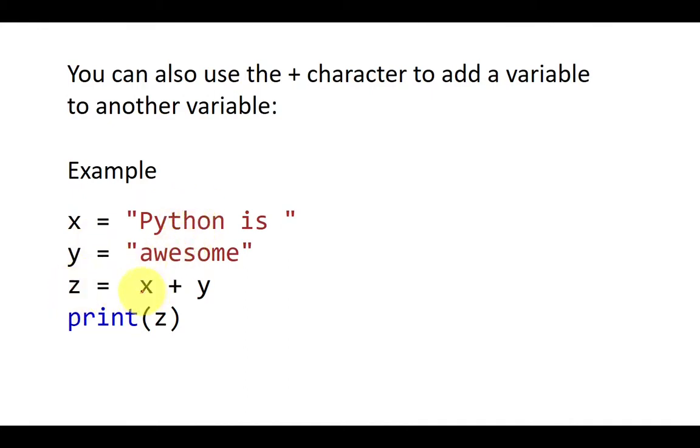Then we're going to add it up together. That's what's happening here. We're adding the x and y together. Basically, we're adding the values together and we're assigning it to z. And we're going to print it out and we're going to get Python is awesome.